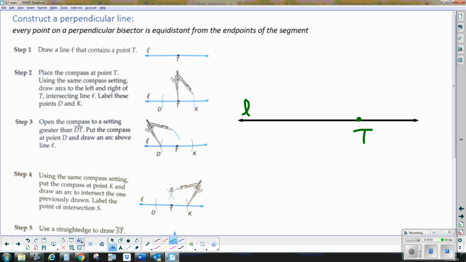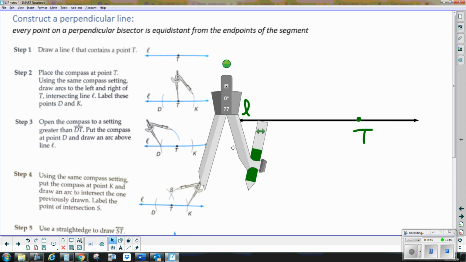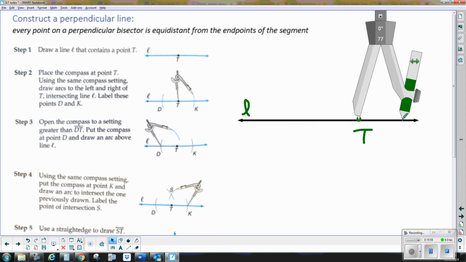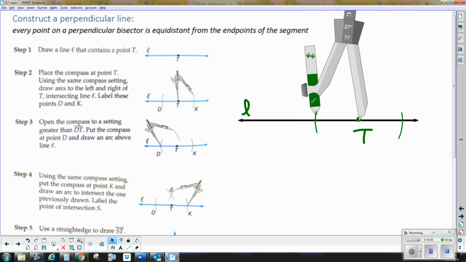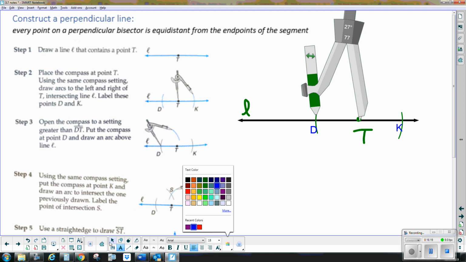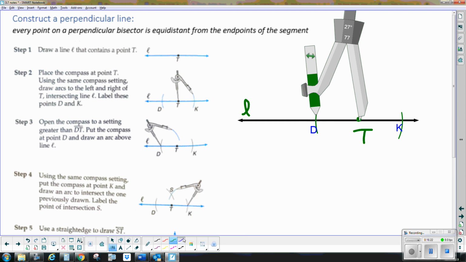Now, with our compass, the first thing we're going to do is create a segment. Because we can't bisect a line, we can only bisect a segment. So I'm going to use that point to make a segment such that point T is the midpoint of that segment. Okay, so here's point D, and here's point K. Okay, now that I have a segment, now I can construct a perpendicular bisector.